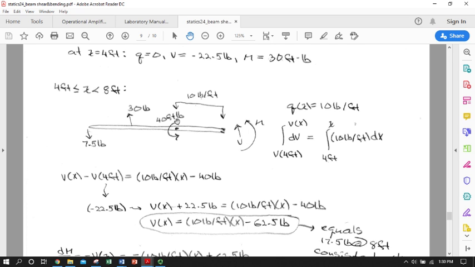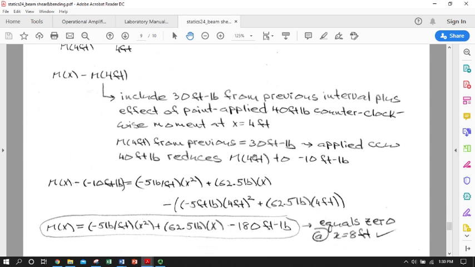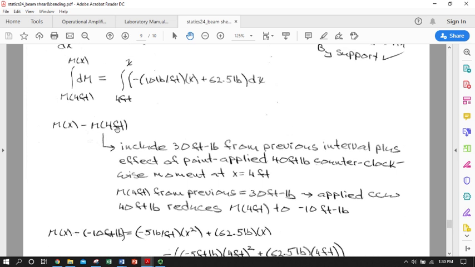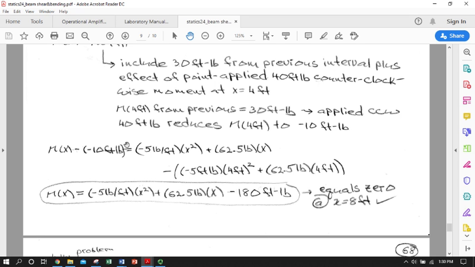So we have effectively more than compensated for the 30 foot-pounds we needed to apply here, and now it actually has to switch direction as well as it drops in magnitude. So rather than being 30 foot-pounds just picking up from the end of the other section, it's 30 foot-pounds plus the effect of the point moment, which means that in reality our lower limit of integration for dM becomes -10. So we have M sub x minus a -10. So you can see that here.